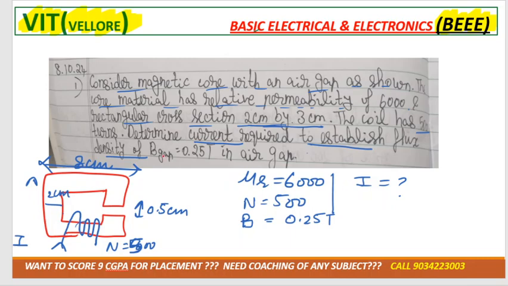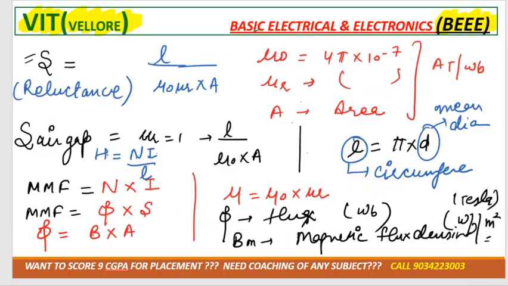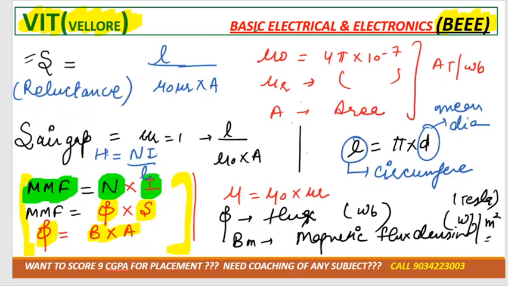So basically, let us see, I is here, right? N is already given, that is 500. We have to get MMF, right? And for MMF to get phi and S, right? Phi we basically have to use, mix and match. Then let's solve the question.